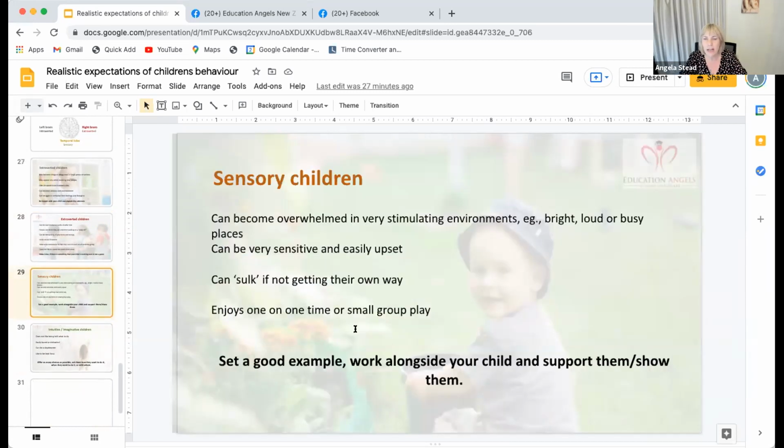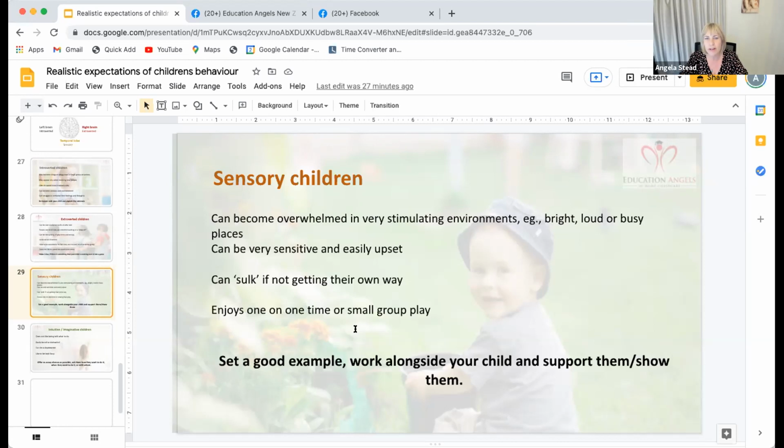Sensory children. Now, sensory children can become overwhelmed in very stimulating environments, particularly loud or busy places. So it's not the same necessarily as being introverted. They are more sensory, as in if it's too stimulating, they can become introverted and back off, and they can look like they're being shy, when actually it's more that there's too much stimulation in the environment for them.